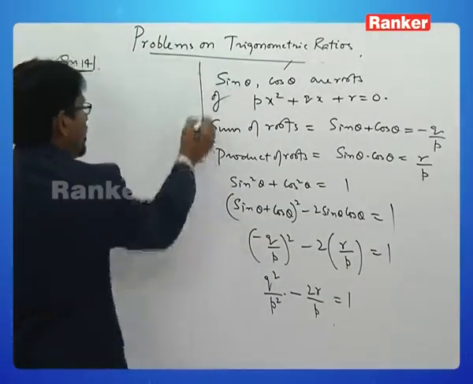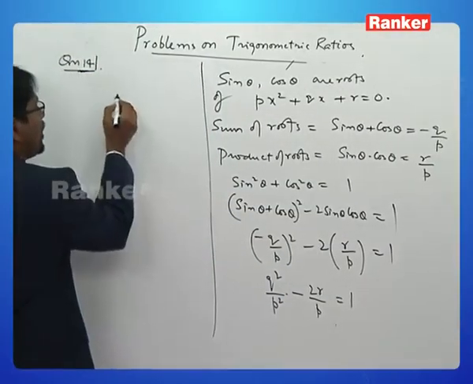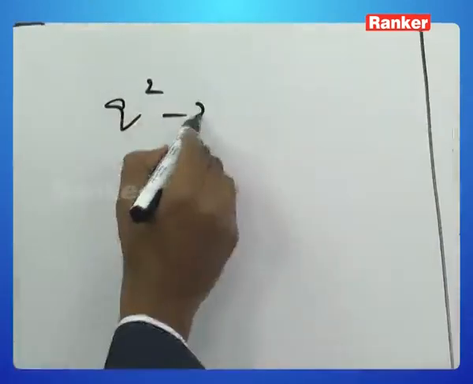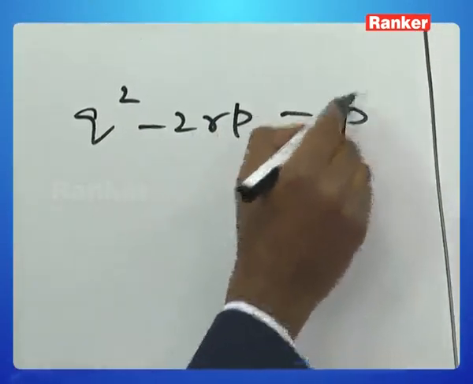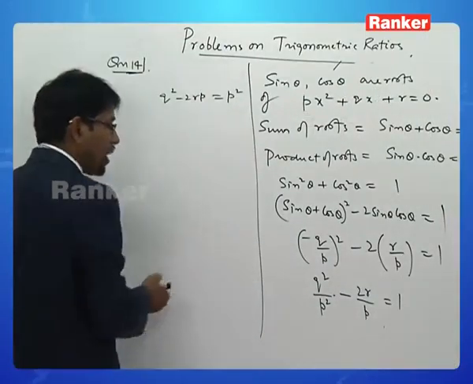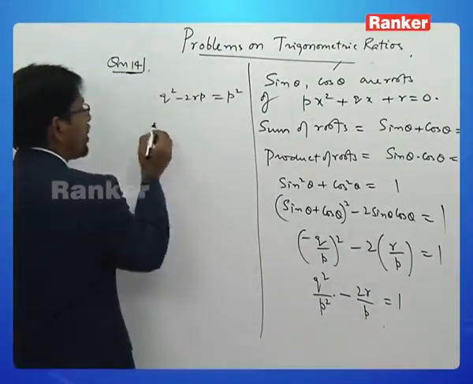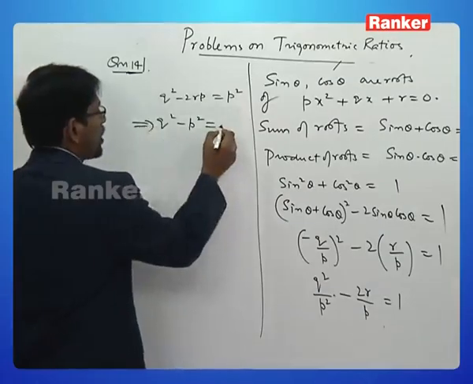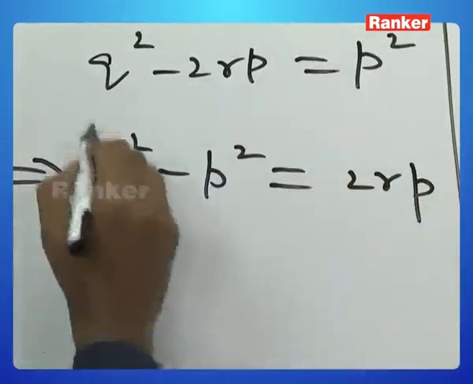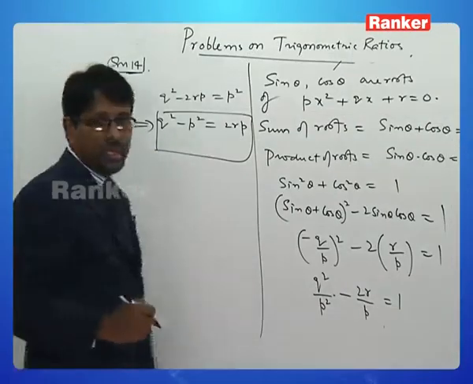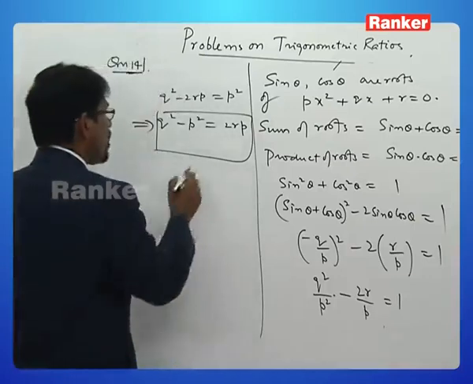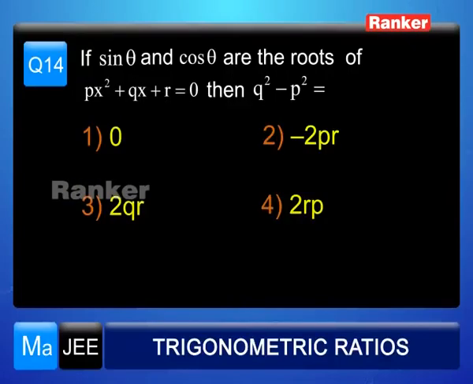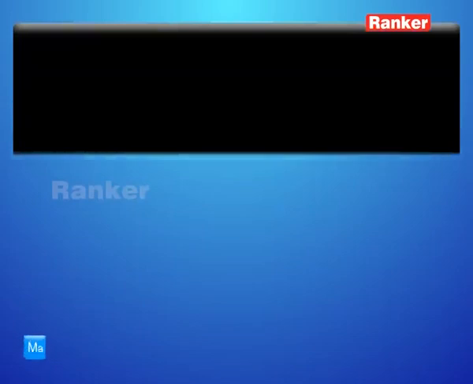So clearly from here, taking the LCM and cross multiplying, we have q square minus 2rp is equal to p square, and therefore q square minus p square is equal to 2rp. Now that is clearly seen in option 4. So q square minus p square is what you wanted, therefore option 4 is right. Option 4 is the right answer. Let's move to the next question, question number 15.